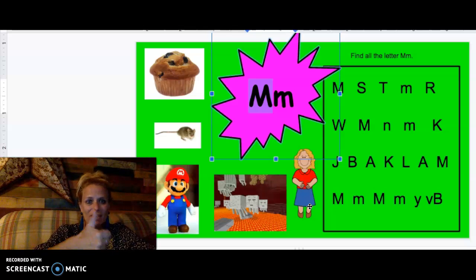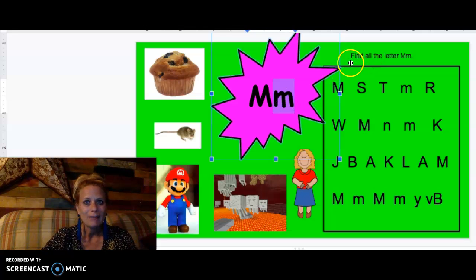Okay. Give me a thumbs up when we find the letter M. Remember, an M can be an uppercase M, like this. It also can look like this sometimes. We call that a lowercase m. It still makes the same sound. Hey, when I get to an M, give me a thumbs up.